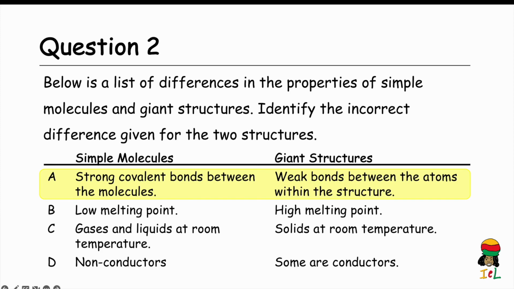The answer is A. Simple molecules do not have strong covalent bonds between their molecules. They actually have weak intermolecular forces, sometimes called van der Waals forces. And the giant structures have strong covalent bonds between all the atoms within the structure.